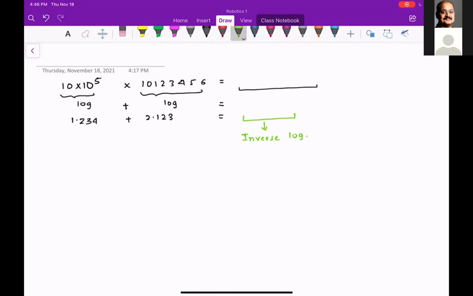And once you find the inverse log, that gives you this huge number that you are looking for. That is the advantage of logarithms. So Laplace transform does the exact same thing. And I want you to remember only this. The use of Laplace transform in robotics is to solve differential equations of motion for the robot.